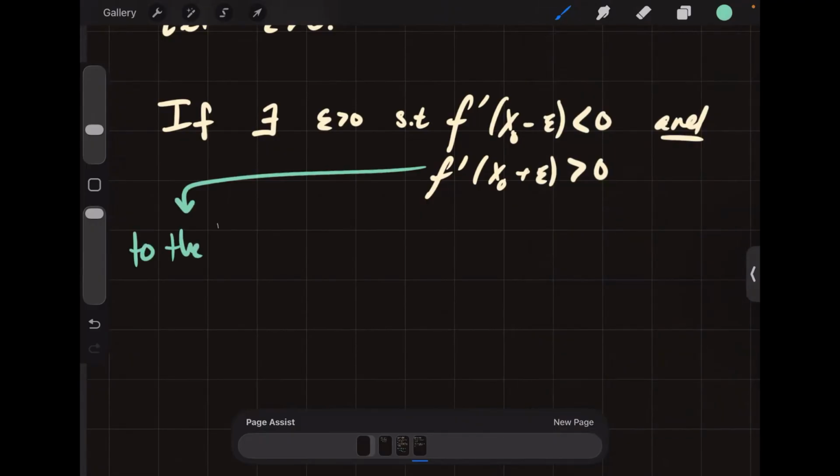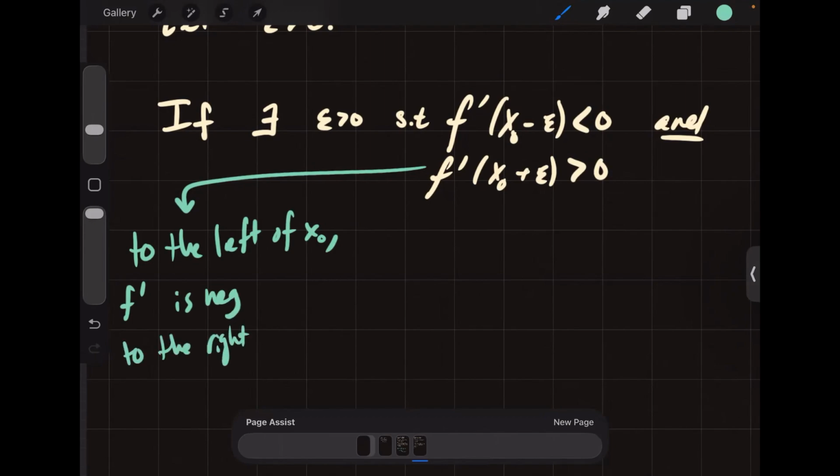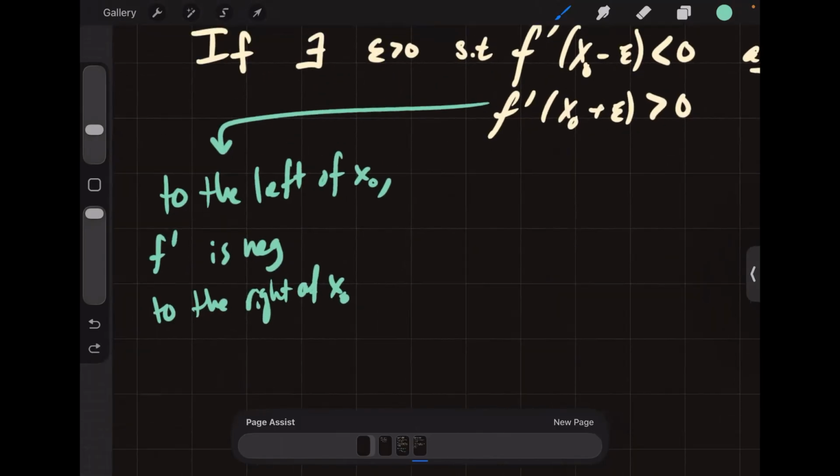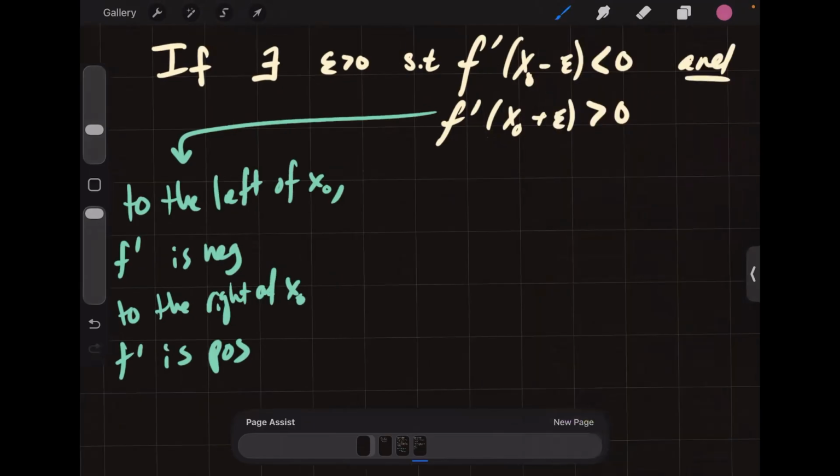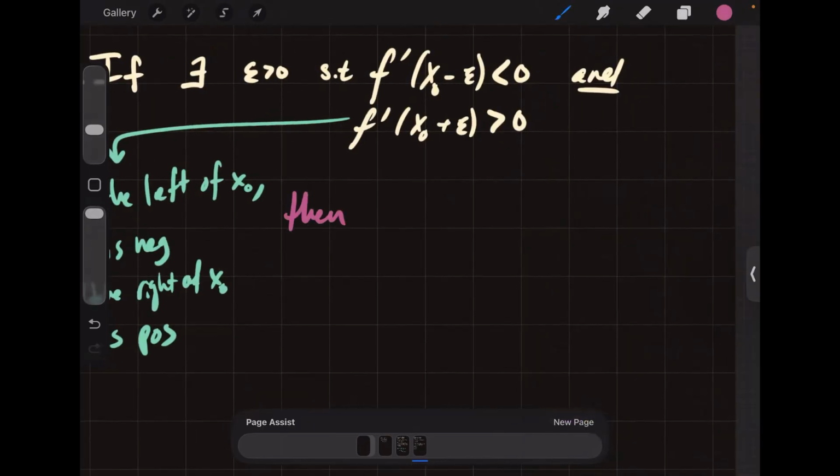which is to say very specifically that to the left of x naught, f prime is negative. To the right of x naught by some tiny value, f prime is positive. Then x naught comma f of x naught is a min. It's a minimum value.